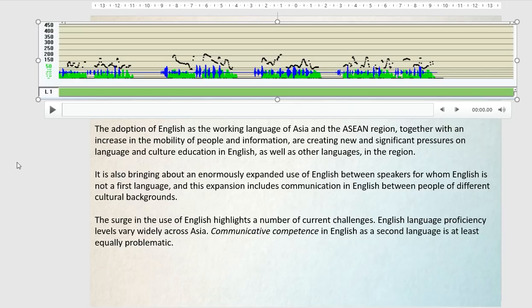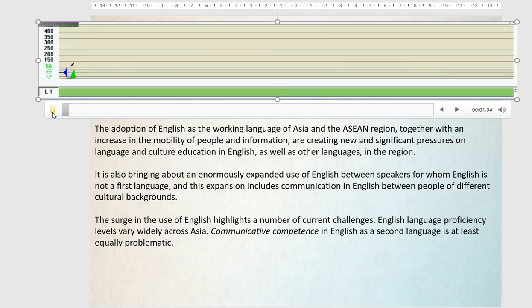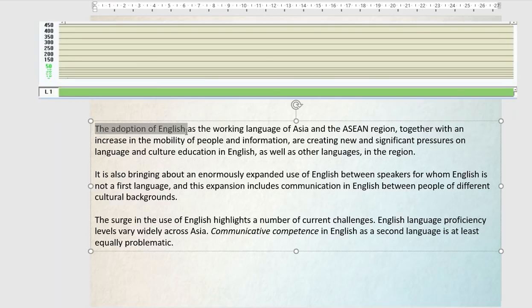Okay, so that's just enough of this abstract. So let's have a look at the beginning. The adoption of English as the working language of Asia. Did you notice that? Did you not? Did you see what kind of a drawing we're getting from this? So we have here the adoption of English as the working language of Asia, right?